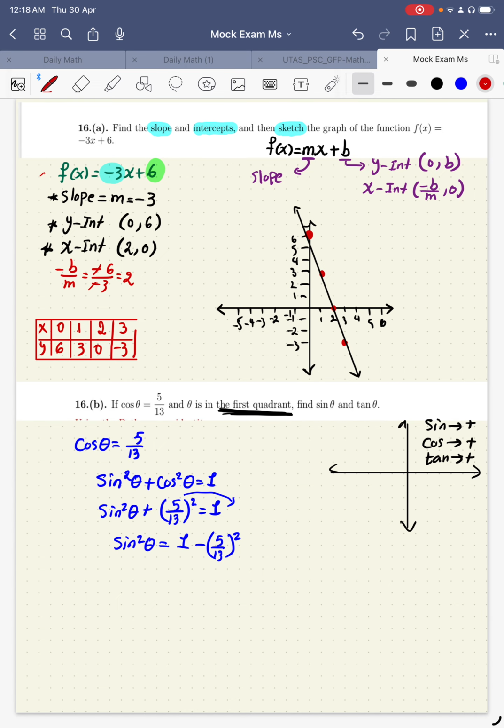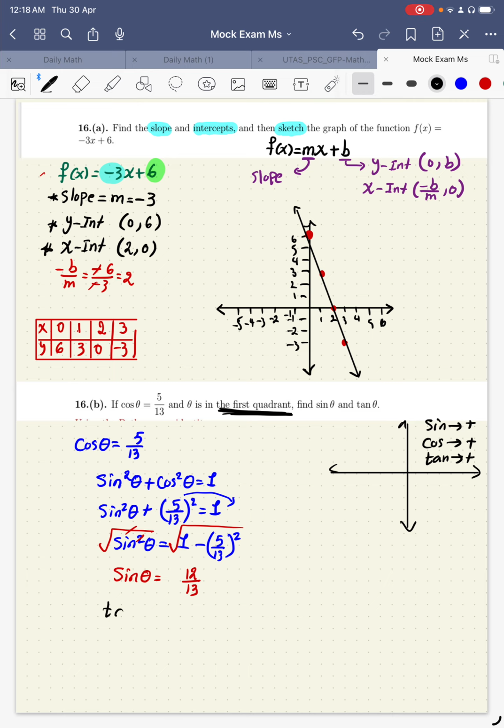Now to get rid of the squared here, I'm gonna take the square root of both sides. So the square root goes with the square, and if I use the calculator to find my answer, I'm gonna get that sine of theta equals 12 over 13. So that's sine of theta, and remember sine of theta should be positive. Why? Because it is in the first quadrant.